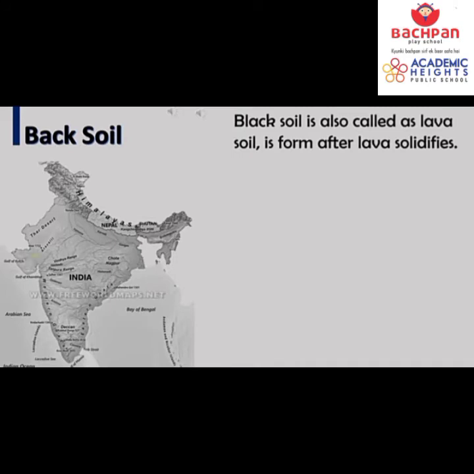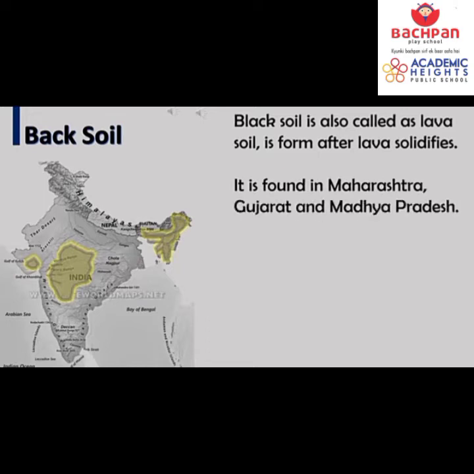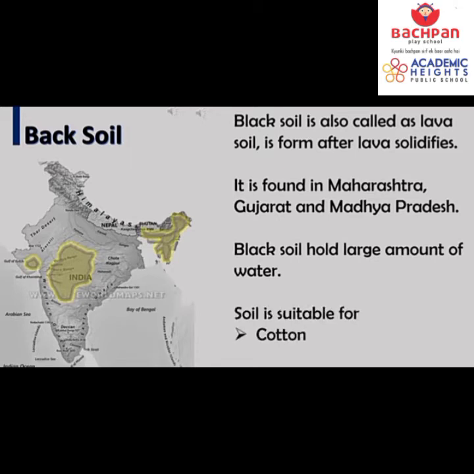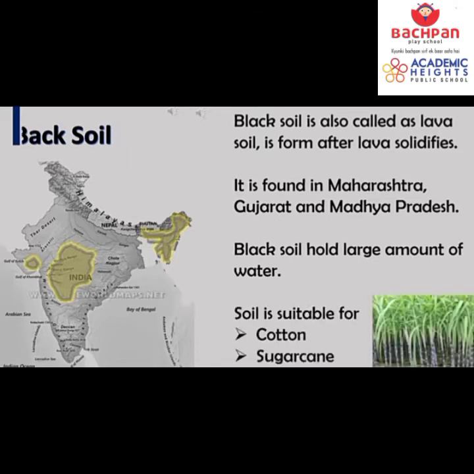Now let's talk about the black soil. Black soil is also called the lava soil or regur soil because it is formed after the lava solidifies. It is found in Maharashtra, some parts of Gujarat, Madhya Pradesh and Tamil Nadu. Black soil holds a large amount of water. And this soil is suitable for cotton, sugarcane and groundnuts.